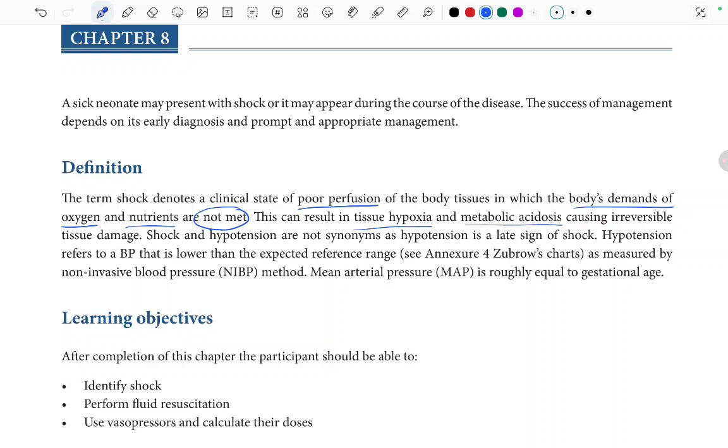Shock and hypotension are not synonyms, as hypotension is a late sign of shock. It is a very important line: we consider hypotension as a sign of shock, but that's not true. If hypotension is occurring, then it is a late sign of shock. Hypotension refers to the BP that is lower than the expected reference range as measured by the non-invasive blood pressure method. Mean arterial pressure is roughly equal to the gestational age.